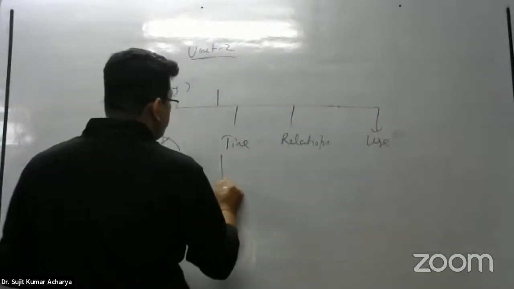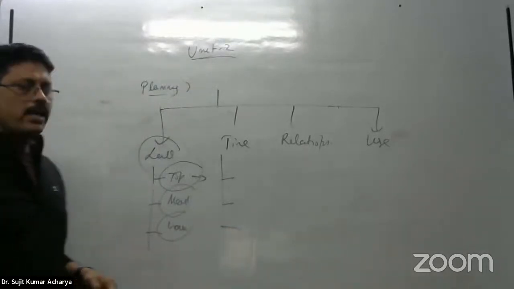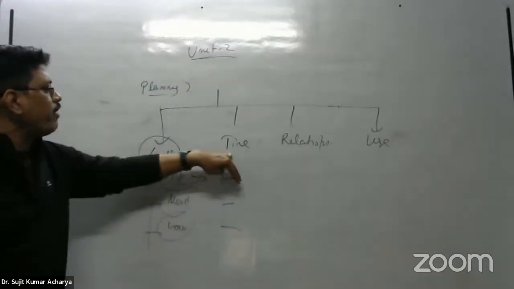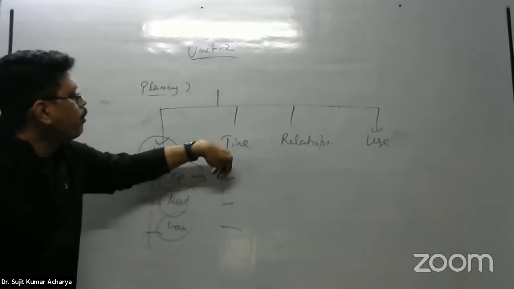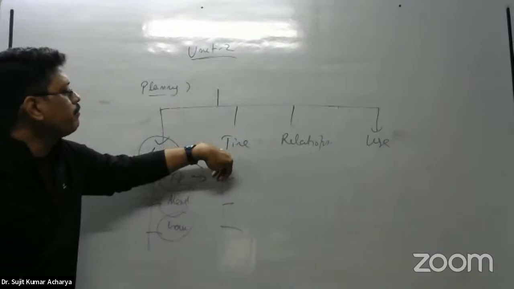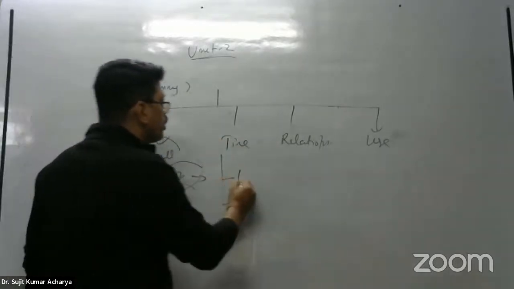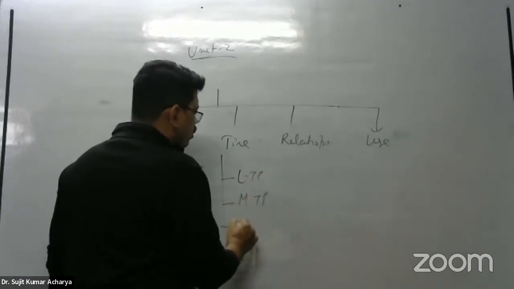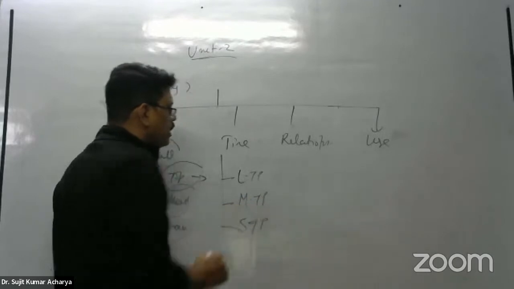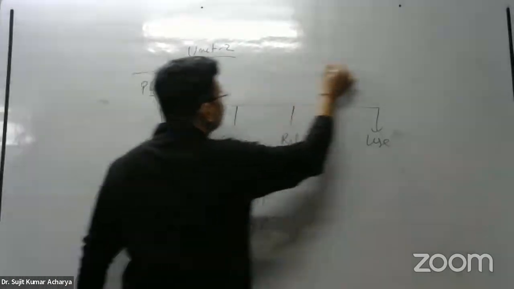Likewise, from the time perspective, planning is of 3 types. Once I am identifying the time, or writing the approach of planning, the types of planning from the time perspective, then you can write it. One is your long-term plan, one is your medium-term plan, and one is your short-term plan. Now, long-term planning, medium-term planning, and short-term planning.